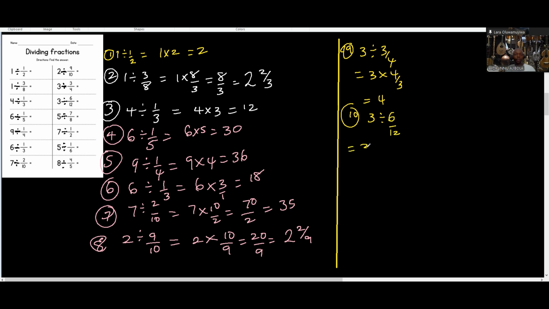So this will be 3 times what? 12 over 6, okay? 12 over 6 is 2. 2 times 3 gives me 6.